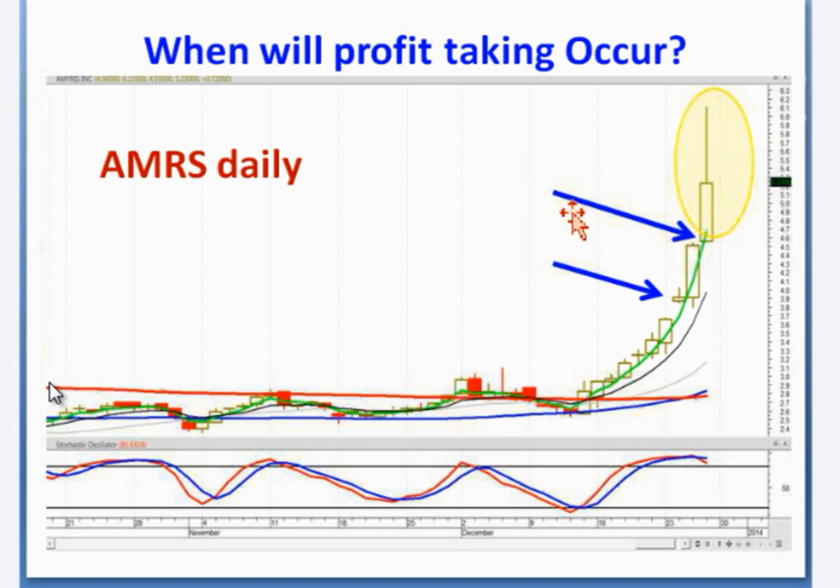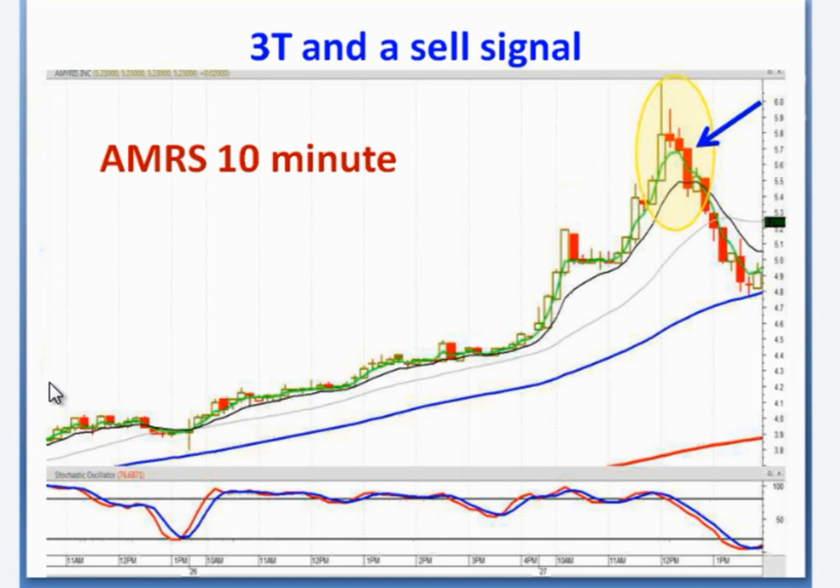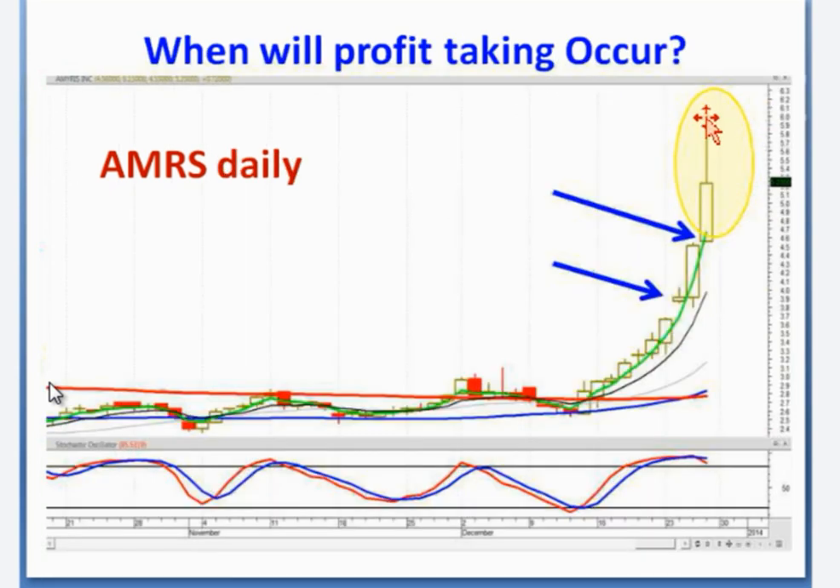Now we know if we're up here, all we have to do is go to our 10-minute chart. And if we're way up there in the overbought area, we can be taking profits here, which would kind of equate to coming out in this area versus waiting for that big pullback.